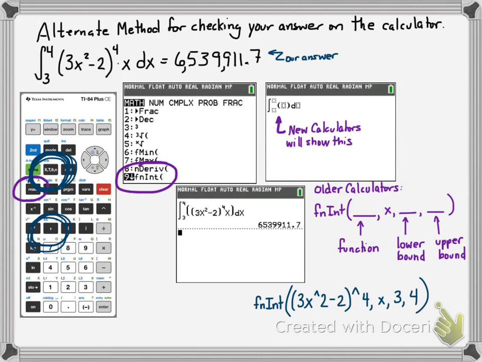Okay, so all that is saying is, if you want to check your answer, there are a variety of ways to do so on your calculator, but also be sure that you show your antiderivative and plug in your values and do these things by hand as well.